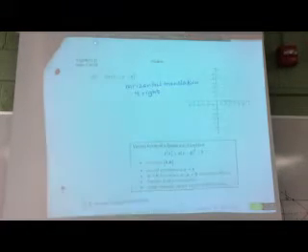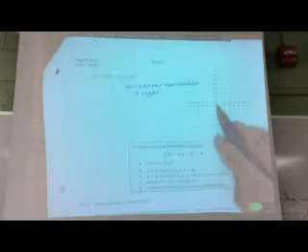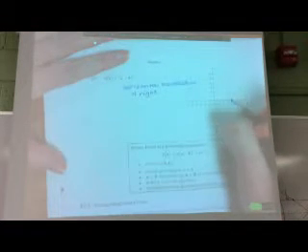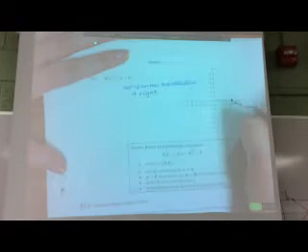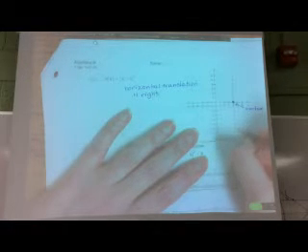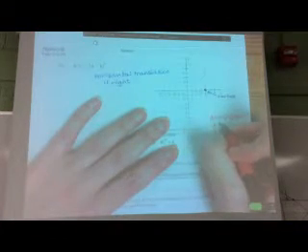Okay, so our vertex was at the origin, but it's moving 4 to the right, so it's right here. So there is our vertex. And let's draw in our axis of symmetry. So the axis of symmetry is the equation x equals 4.